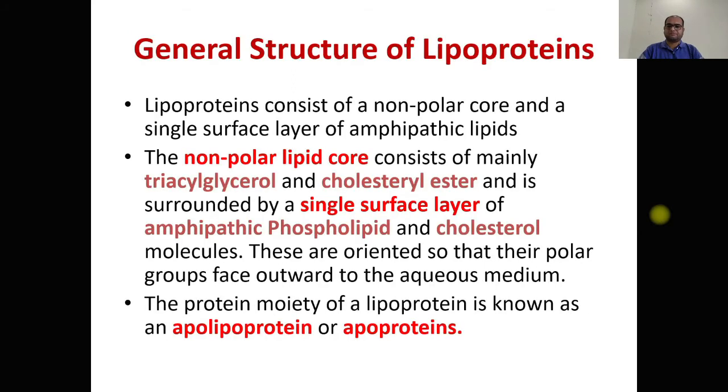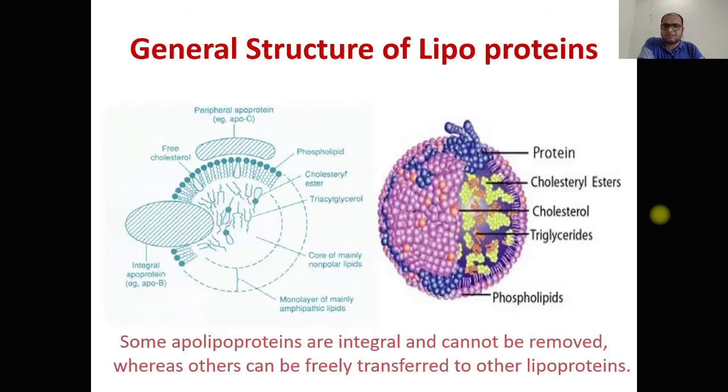So what is the general structure? Basically, it contains a non-polar lipid core and an outer layer of esters along with the protein component, so that it becomes soluble inside the plasma. This outer protein component is called apolipoprotein or apoproteins. You can see in the structure that there is an outer phospholipid layer, peripheral as well as integral proteins, and an internal lipid core which contains cholesterol ester as well as triglycerides.